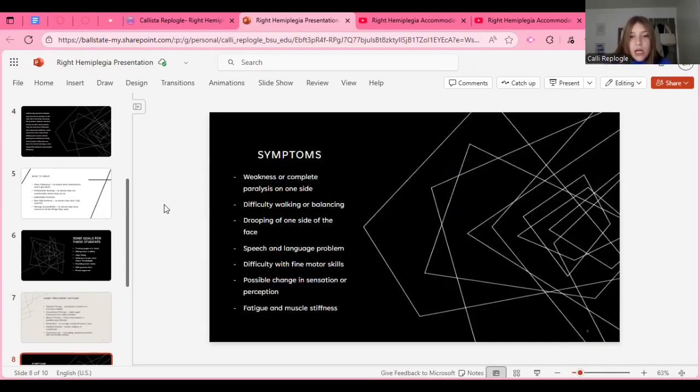Some symptoms are weakness or complete paralysis on one side. There's difficulty walking or with balance. There's drooping of one side of the face. There are speech and language problems. They have difficulty with fine motor skills, and possible changes in sensation or perception, and fatigue and muscle stiffness.